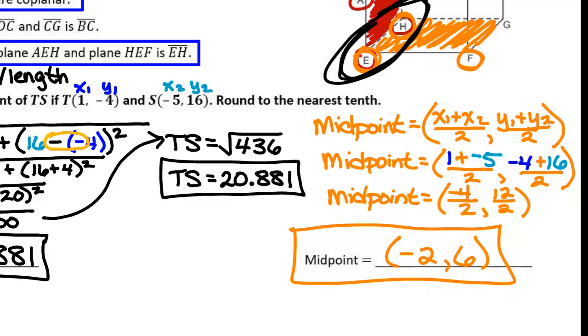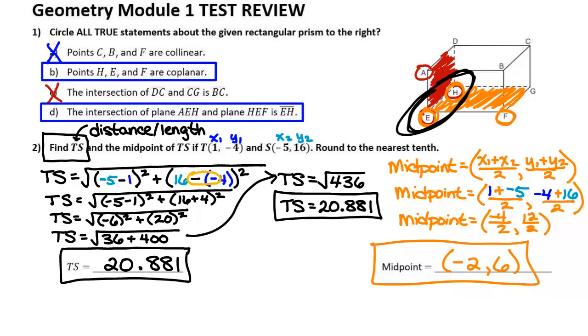What else would you guys like to see? Number 19? Absolutely. Let's go look at number 19.